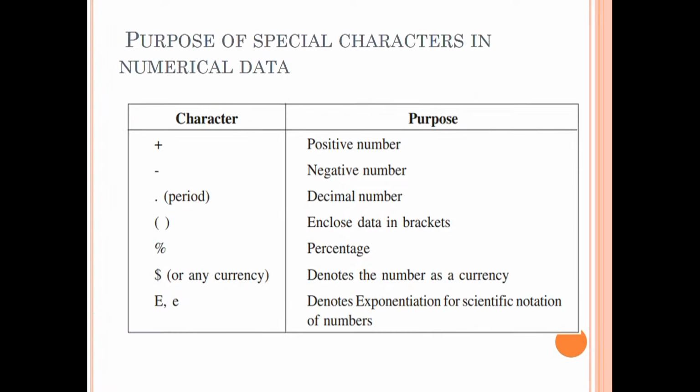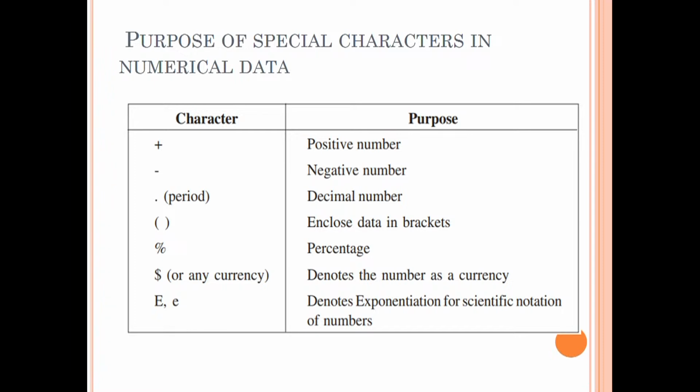Now let us have a look at the numerical data. Let us try to understand the purpose of the individual characters. So the first is the addition sign, which represents a positive number. The second is the minus sign, which represents a negative number. Then a period, which is basically a dot, represents a decimal number.